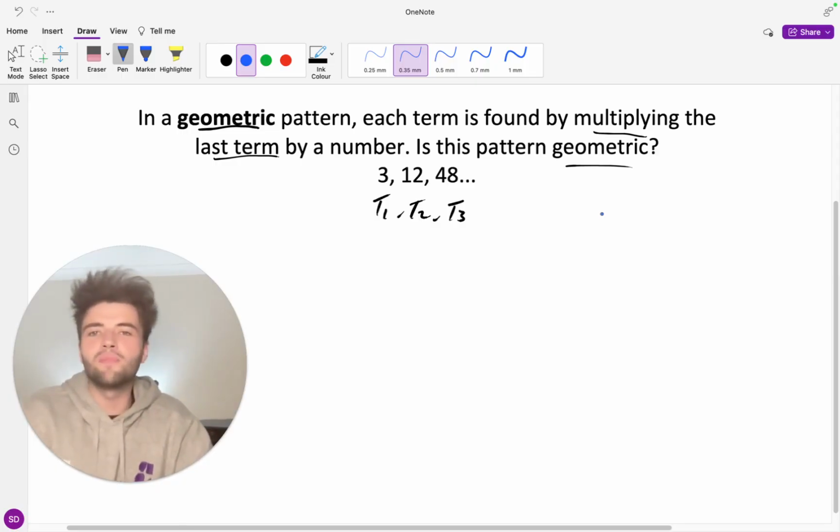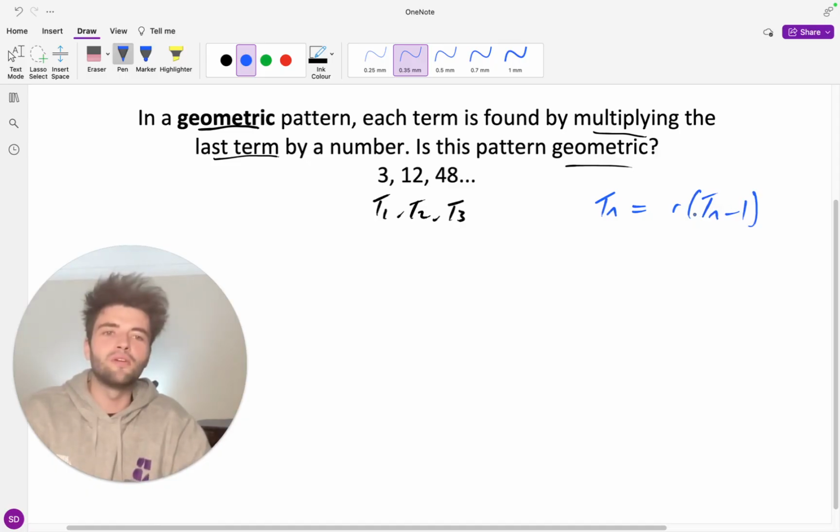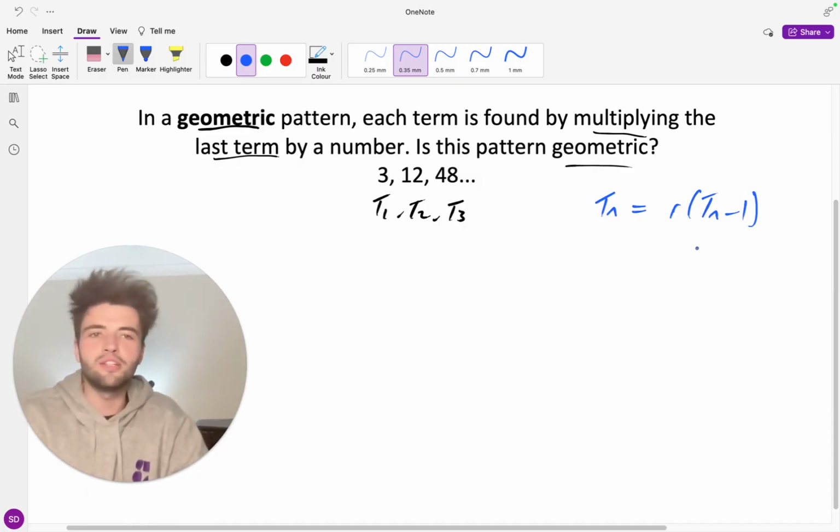And in general, for geometric patterns, the rule that we need to make sure applies is that for any given term Tn, so Tn is just any random term in the pattern, that's going to be the same thing as multiplying the last term by a common ratio of R. So we can say that Tn is going to be R times Tn minus 1, where R is just the letter we use to represent the common ratio, or the number we're multiplying each term by to get the next term.